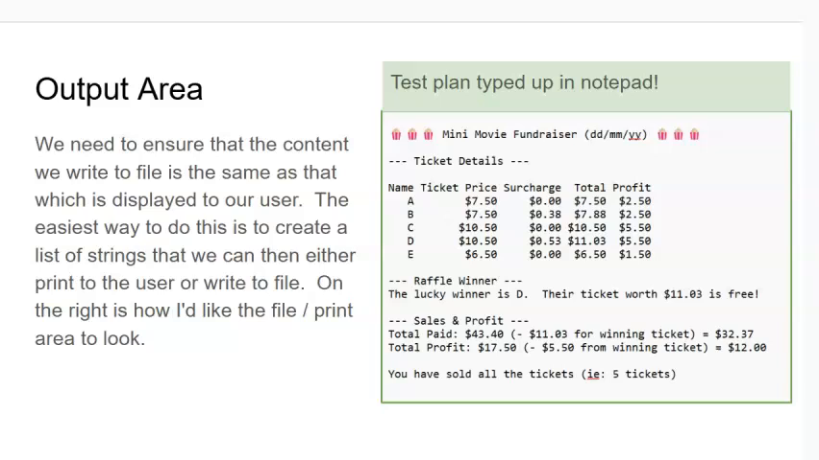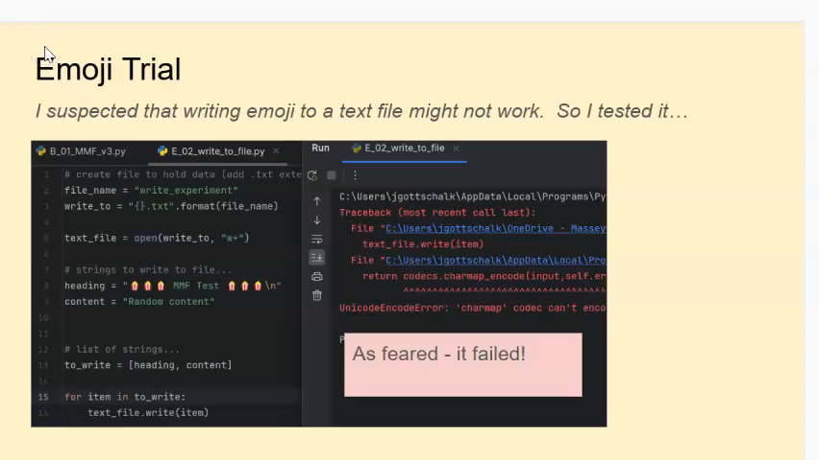The next step is to work on our output area, and in this case, it's perfectly fine to type up a test plan in Notepad. My idea here is to make sure that what I'm outputting to my user matches what I'm writing to my file. So this was an initial test.